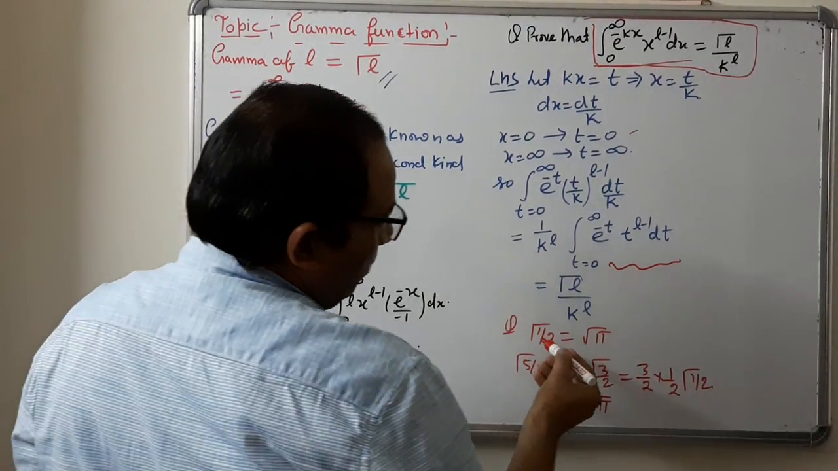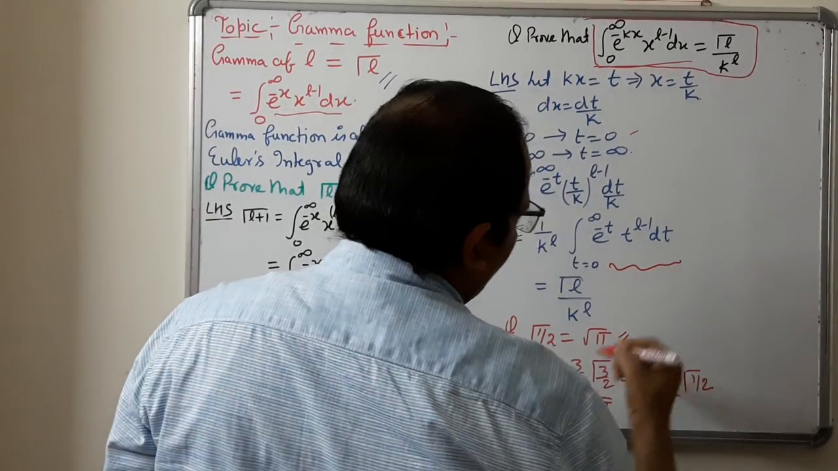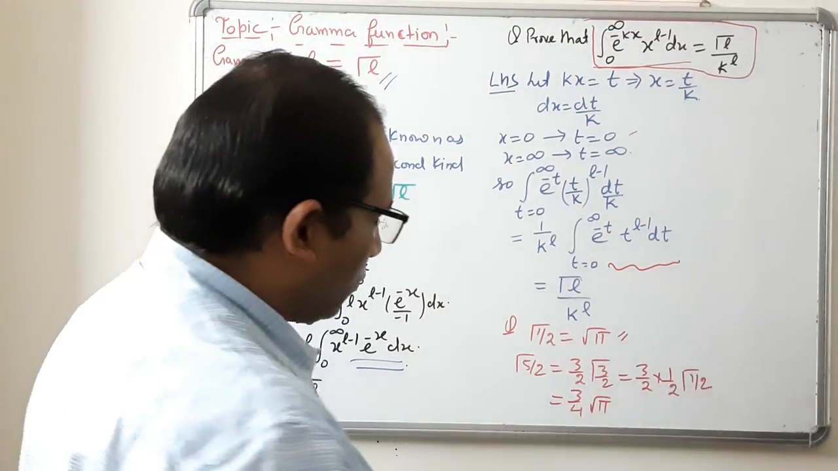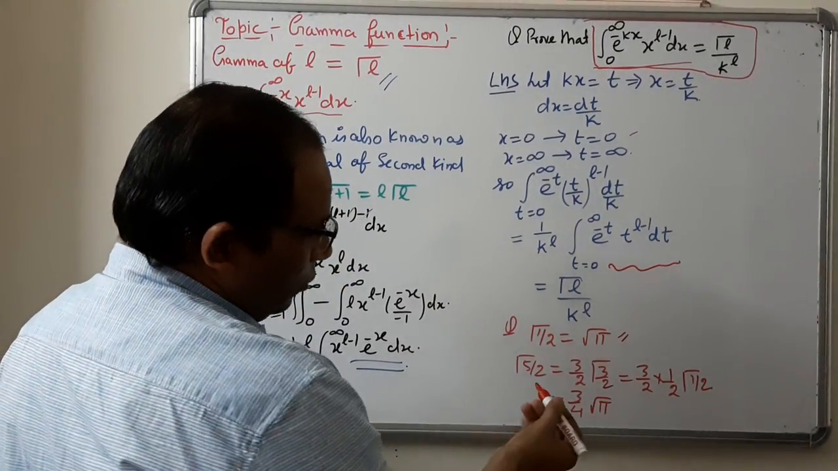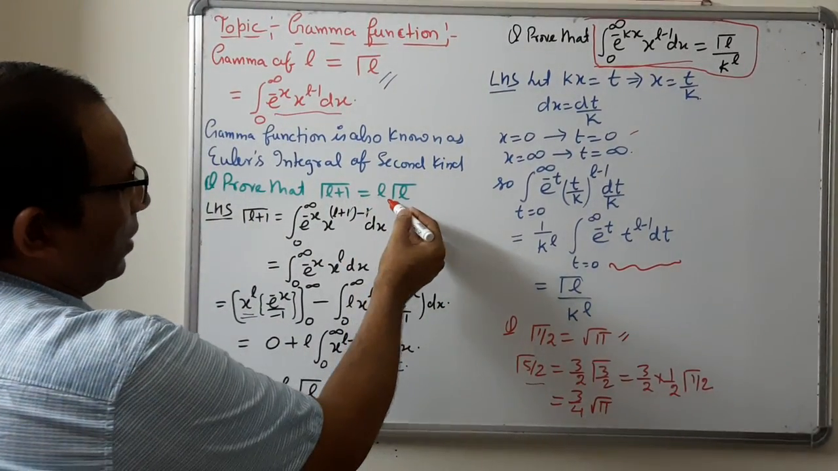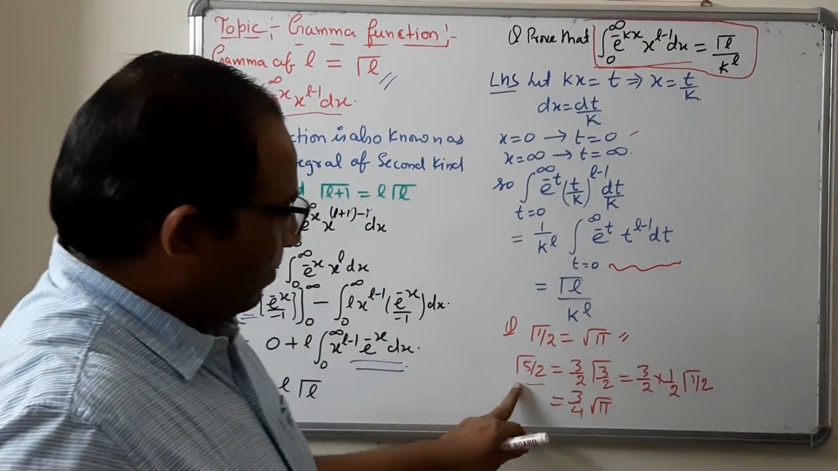Now the next one is gamma 1 by 2 equal to root pi. We will prove this later on. First we use it, then we will prove this one. So gamma 1 by 2 equal to root pi. If you want to find out gamma of 5 by 2, apply this formula gamma L plus 1 equal to L gamma L.